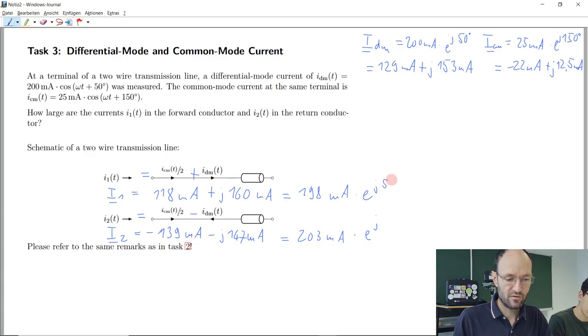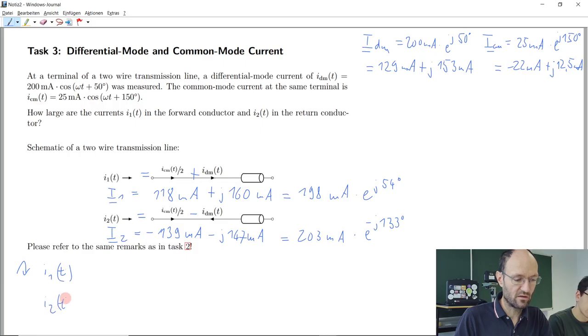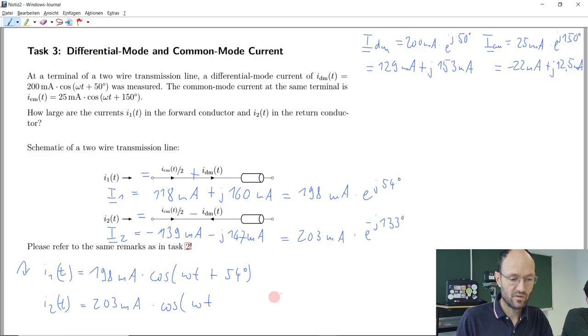So 54 degree, minus 133 degree. And then finally, we can write this back as time functions, the current on the first wire and the current on the second wire, with the very same values, written back into real cosine functions, because we started with cosine functions, we will also end with cosine functions. Omega t plus 54 degree, and 203 milliampere times cosine omega t minus 133. Okay. And then we can shortly think about this. Does it make sense? Can it be like this?